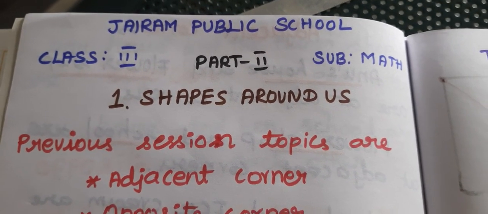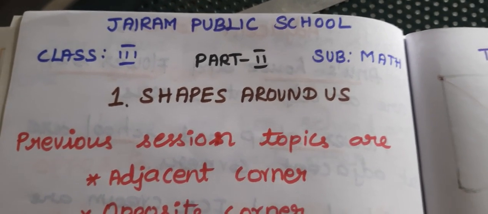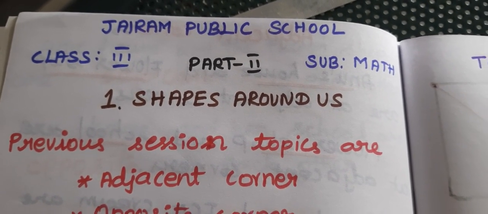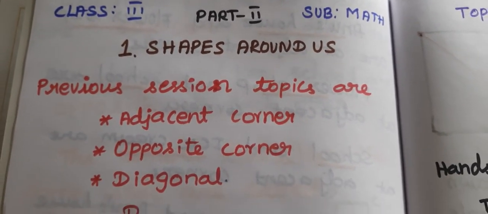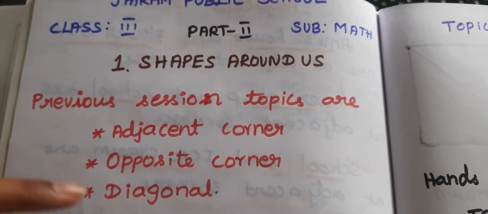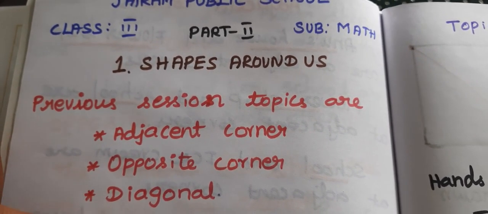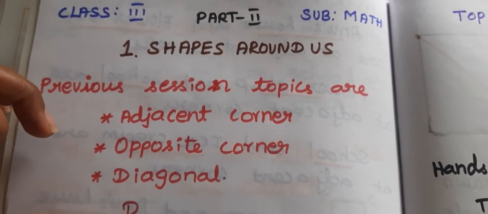Good morning. Today's session we are going to see the math subject for grade 4. In the previous session we discussed adjacent corners, opposite corners and diagonals. So now we have to recall those previous session topics.